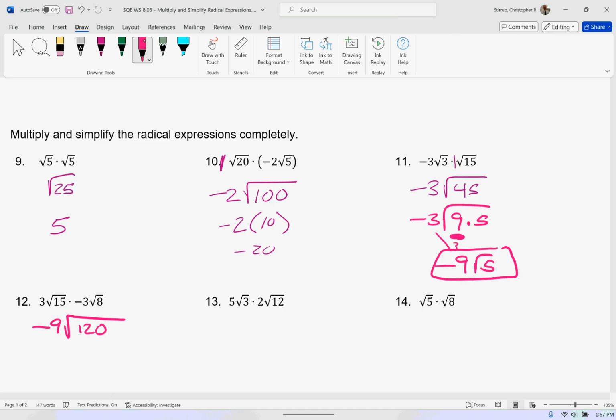So just go like 120 divided by 81 or 64 or 49 or 36 or 25 or 16 or 9 or 4. Which one works? 4. 4? 4 times what gives me 120? I like this. 30. 4 times 30?